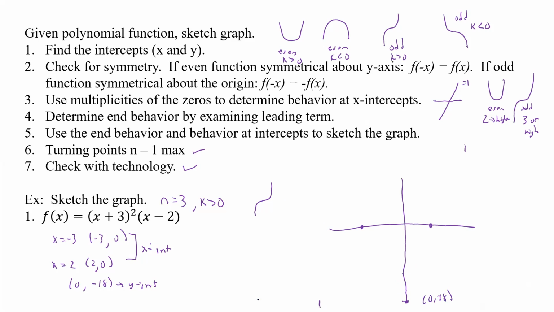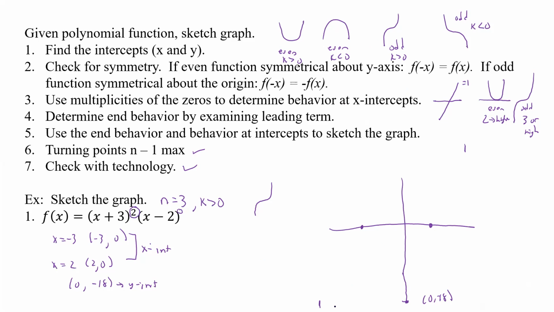So how is that going to look? Well, at x equals negative 3, we have a multiplicity of 2. So that means it's going to be even. So it's going to come up to the graph and bounce off. And this one has a multiplicity of 1, so that's going to go through the graph, straight through, like this. So let's just, like I said, draw this as we go.